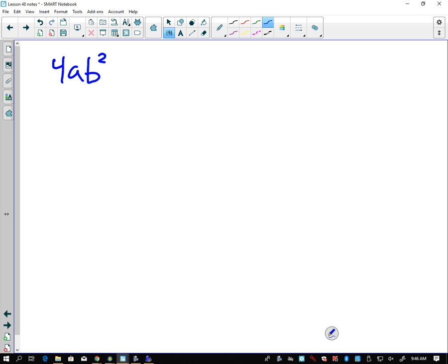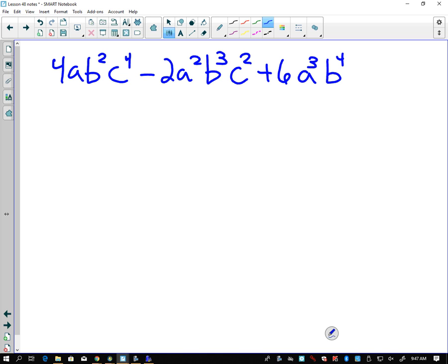4ab squared c to the 4th minus 2a squared b cubed c squared plus 6a cubed b to the 4th c. Okay, it says find the greatest common factor.